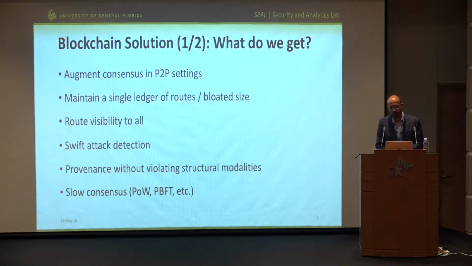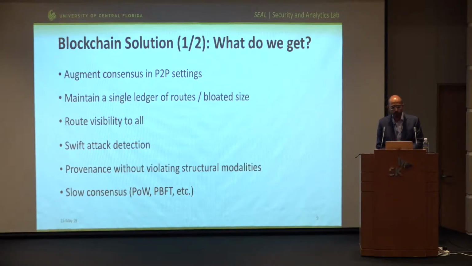We will get augmented consensus in peer-to-peer settings. We will get to maintain a single ledger of routes of large size, depending on the number of announcements that each AS makes. We will actually have route visibility for all. Given that we have a single ledger, anybody can see whatever is in that ledger. It's public. We will have swift attack detection in the sense that everything is in a single place, so you can actually detect any piece. And then we will have provenance without violating structural properties.